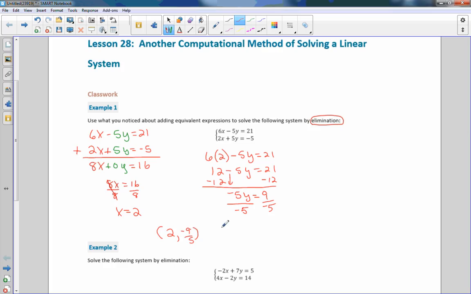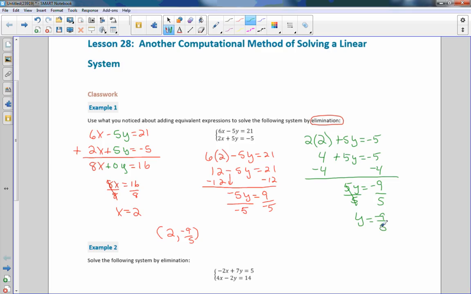So now if I do that again in the other equation, and I say 2 times my x, which was 2, plus 5y equals negative 5, and 2 times 2 is 4. 4 plus 5y equals negative 5. And if I subtract 4 from both sides, then I get 5y equals negative 5 minus 4, which is negative 9. And if I divide both sides by 5, I get y equals that same negative 9/5. And so that makes it true.